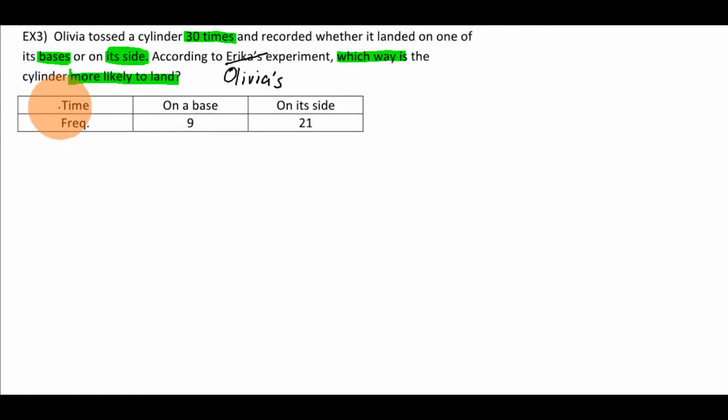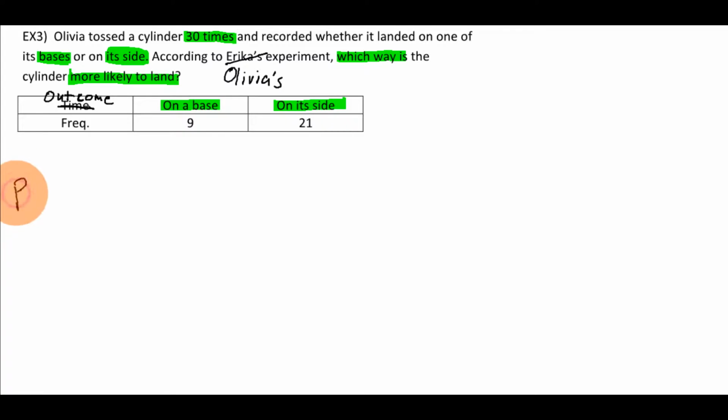The only thing, there's one more typo in here that I want to fix. This should not be time. This should be the outcome. So let's just write that word outcome here. Outcome. All right, so we can see the outcomes were that the cylinder either landed on its base or it landed on its side. And I want to find out which probability is greater.